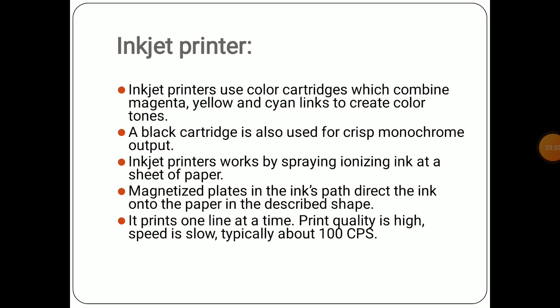Magnetized plates in the ink path direct the ink on the paper and describe the shape we want to write, like characters, numbers, graphs and other things, and all of that starts printing. It prints one line at a time. The print quality is very high. The speed is a little bit slow and it can typically give you 100 characters per second. In a single second, we can get up to 100 characters.